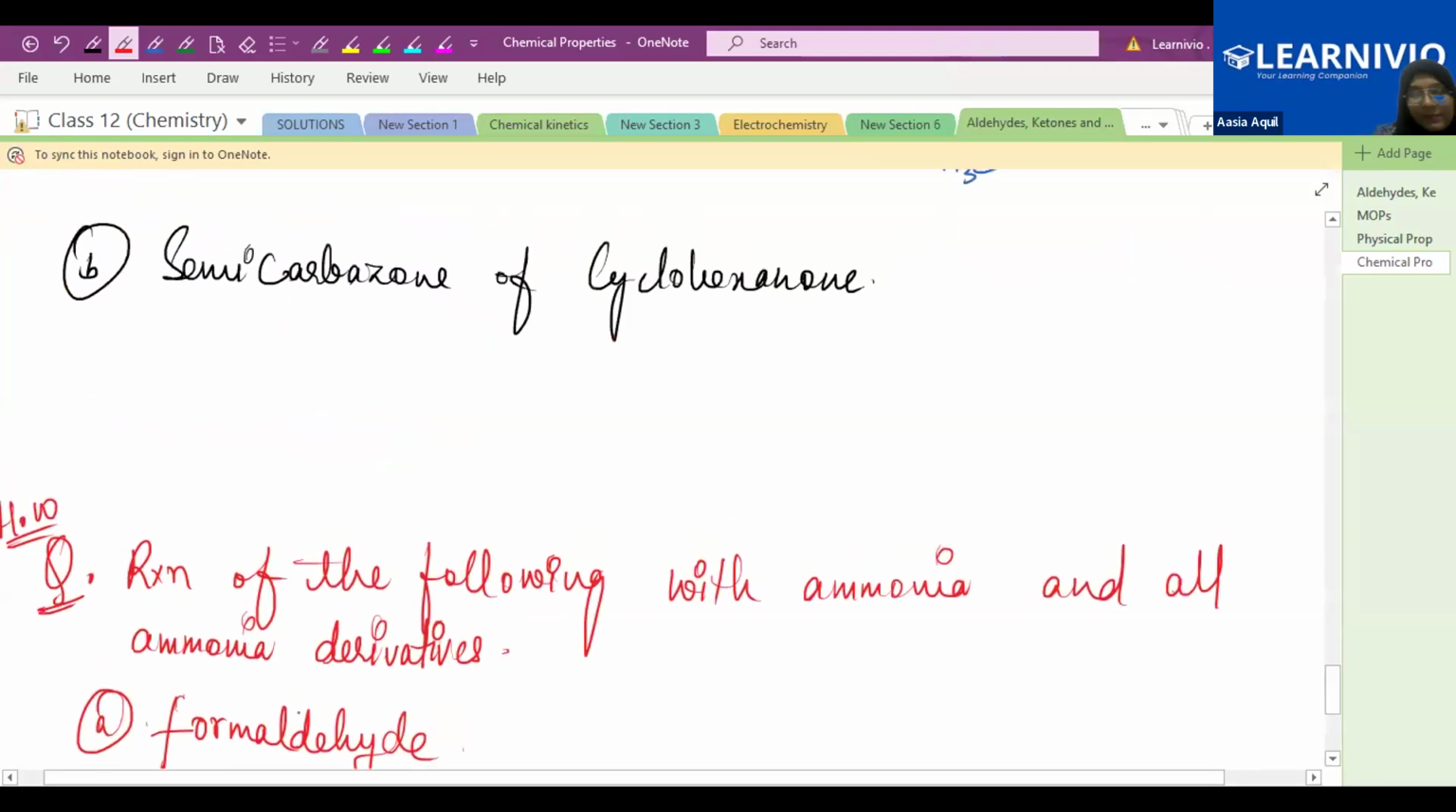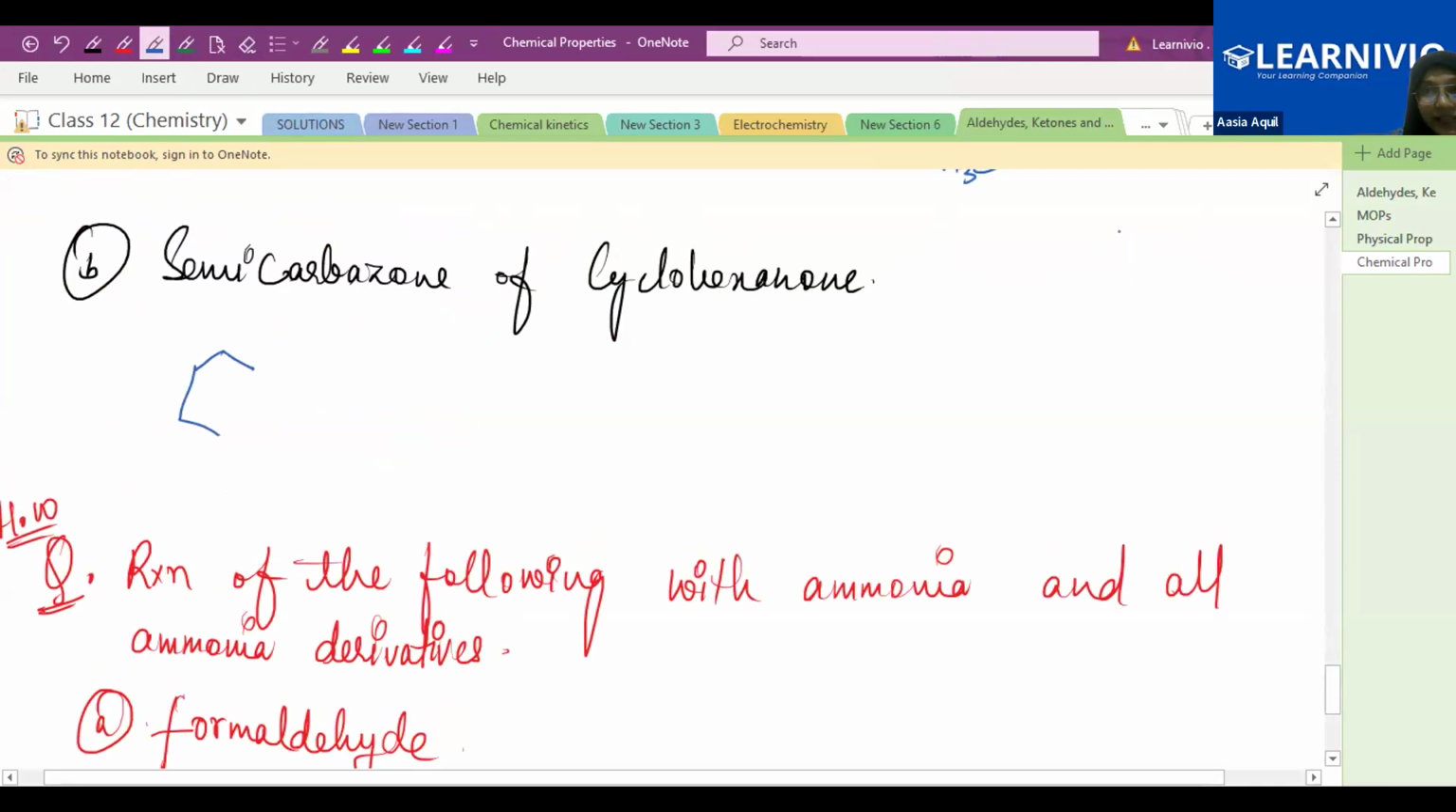Okay, if written, just tell me the answer of this one: semicarbazone plus cyclohexanone. Instead of the double bond O, there will be a double bond to the semicarbazone group attached. This is cyclohexanone. It is not a benzene ring.